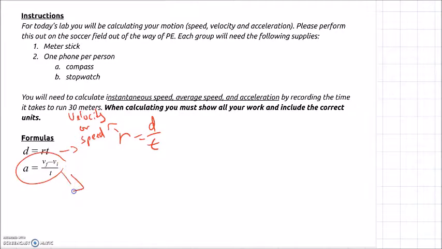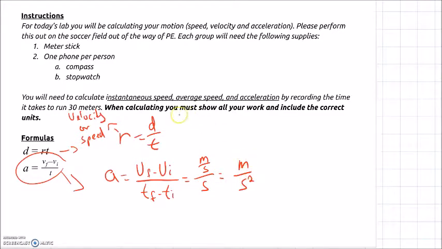Also, our acceleration formula might look slightly different than what we've been using in class, but time here is the same thing as time final minus time initial, so we could rearrange this as v final minus v initial divided by time final minus time initial, or you can say that the velocity you end up with minus the velocity you start with, divided by the time you end up with and the time you start with. Let's remember that velocity is measured in meters per second, time is measured in seconds, so those units come out to be meters per second squared.